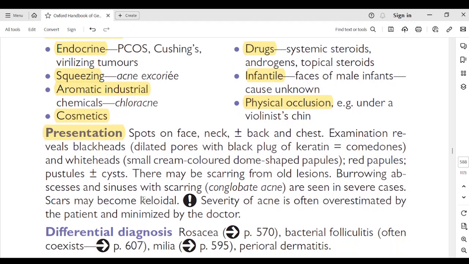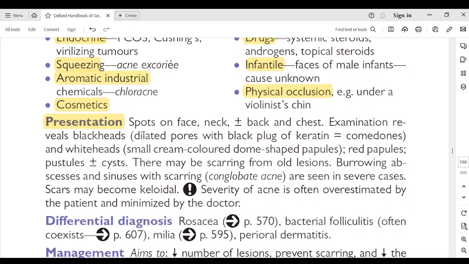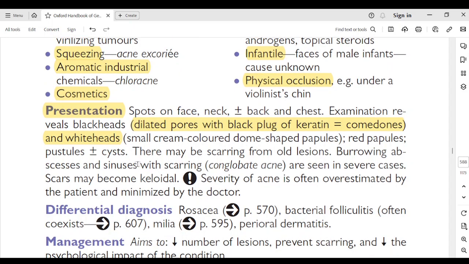Presentation. Spots on the face and neck plus back or chest. Examination reveals blackheads, dilated pores with black plug of keratin, equal to comedones. And whiteheads, small cream-colored dome-shaped papules. Red papules, pustules plus cysts. There may be scarring from old lesions, burrowing plus abscesses and sinuses with scarring, conglomerate acne.